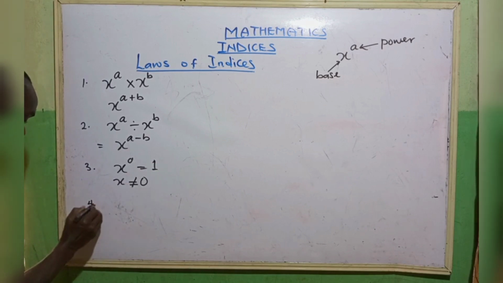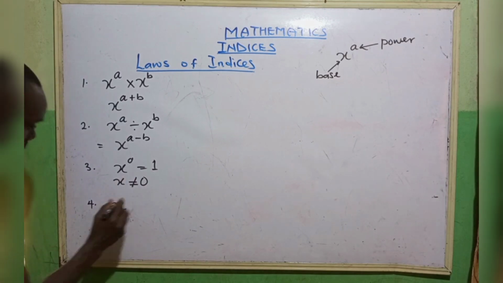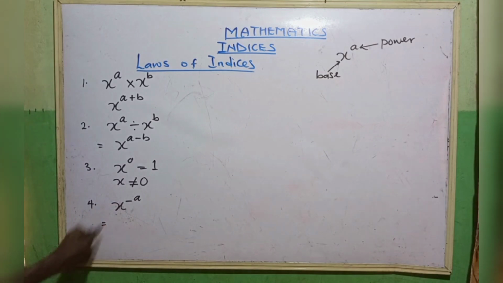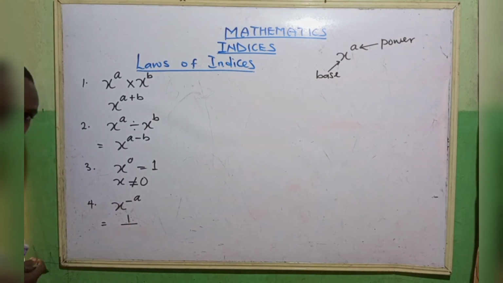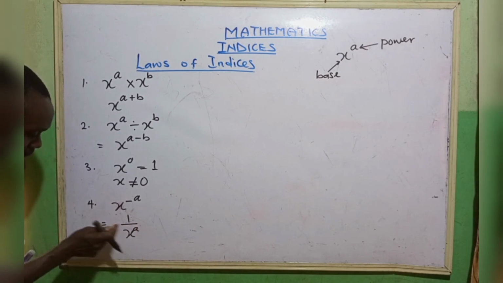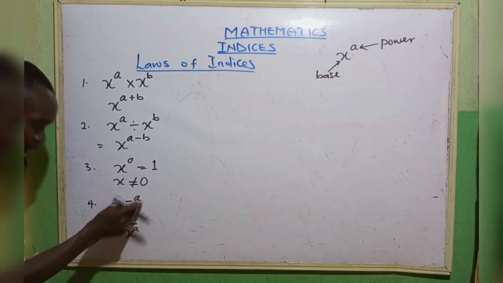Rule 4, when we have x raised to power minus a, in indices, this minus here will change to 1 over. So we have x raised to power a. Minus has changed to 1 over. Please, this minus, we want to change to 1 over x power what? A.